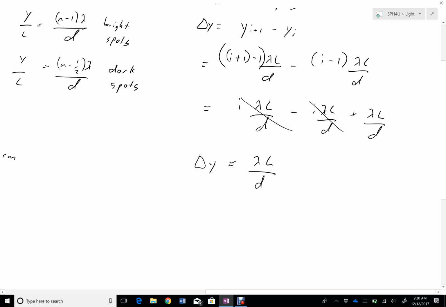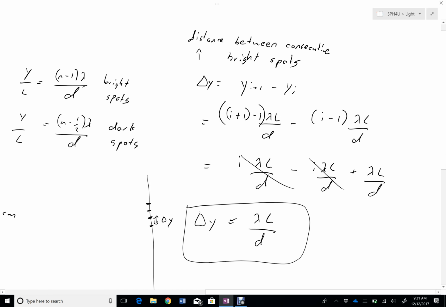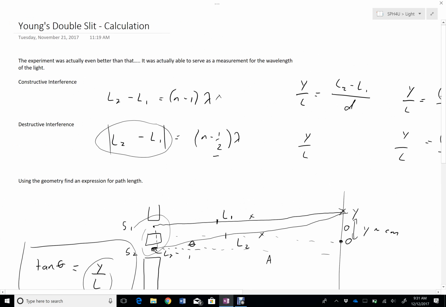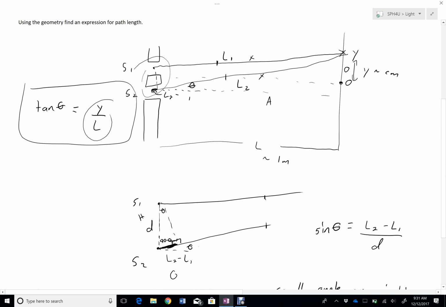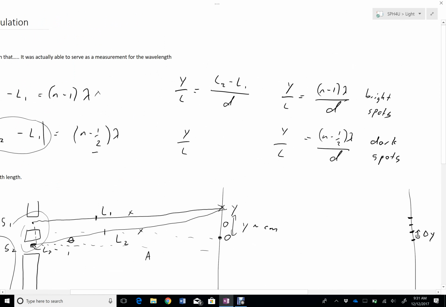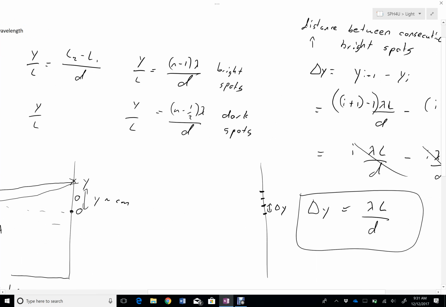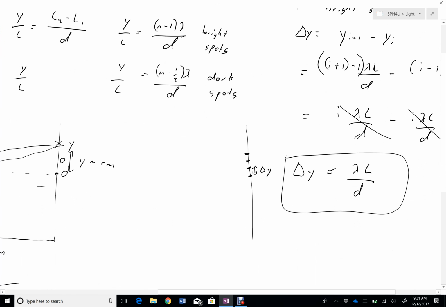And if you imagine doing this experiment, you'd have a screen here and you'd have bright spot, bright spot, bright spot, bright spot, this delta y is actually the most useful or easily measurable thing. So there you go. That is how we relate the geometry of the Young's double slit experiment to predict the location of bright spots, dark spots, or the distance between consecutive bright spots.